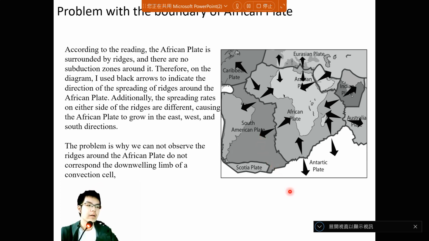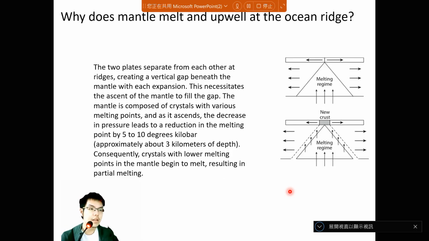The problem is the ridges around the African plate do not correspond to the downwelling limbs of a convection cell. Why does the mantle melt and upwell at the ocean ridge? The two plates separate from each other at ridges, creating a vertical gap beneath them with each separation. This necessitates the mantle to fill the gap.